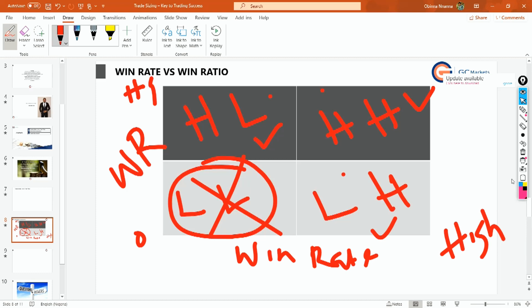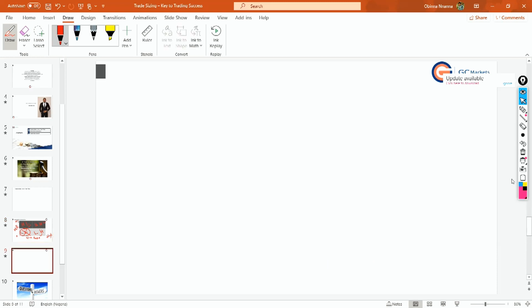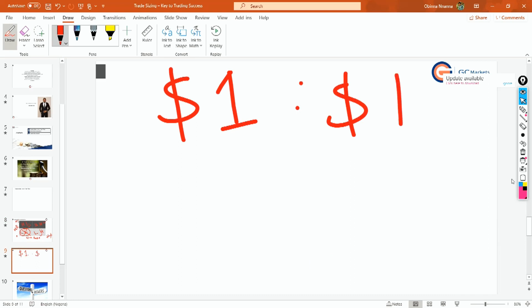So you win about 80% of your trades, but let's say you risk 1:1. So imagine you're risking $1 to make $1, but you win about 8 out of every 10 trades. So if you do the math, if we risk $1 to make $1, and we win 8 out of every 10 trades, our wins would be $8.